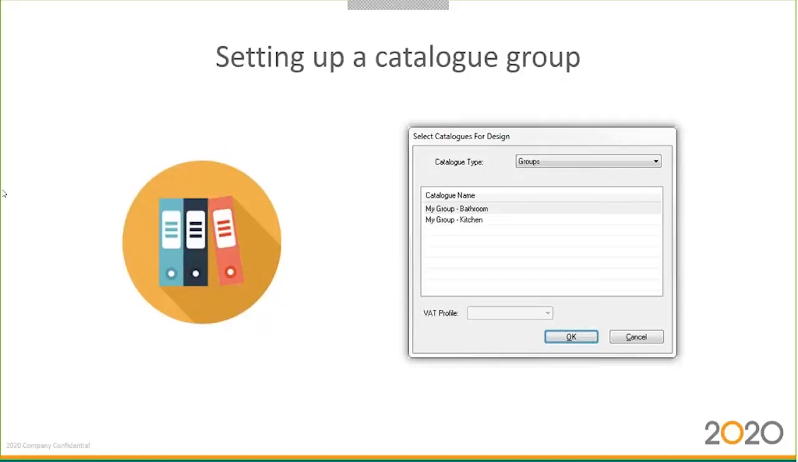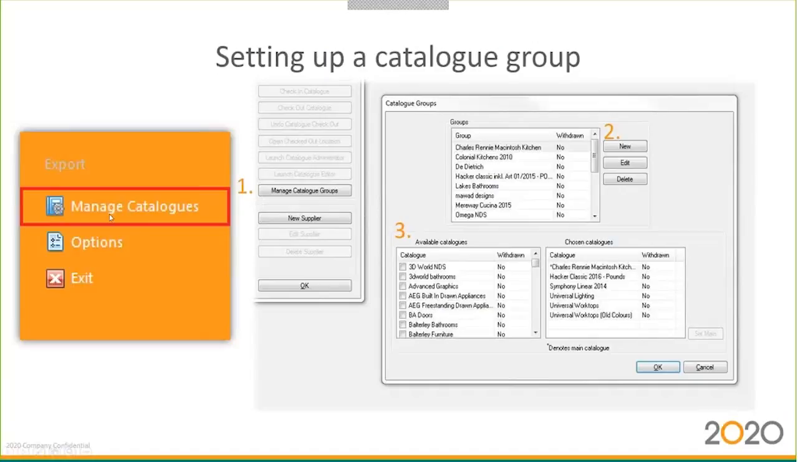When it comes to setting up a catalogue group, it's pretty straightforward. And like I said, once you've done it once, you shouldn't need to do it again. So within Fusion, you would go to the File menu, Manage Catalogues. You should now see a Manage Catalogue screen. And there's a button on the right hand side towards the bottom of this called Manage Catalogue Groups. It's as simple as that.